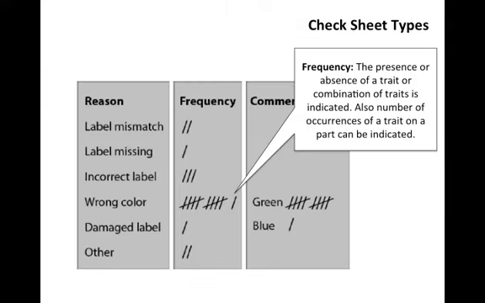The next one is frequency. This is similar to that other one, but the idea is that you are really looking for which is the most, the presence of a particular trait, and looking for the occurrences of that trait on a part. So we look for quite a bit associated just with the frequency of it.